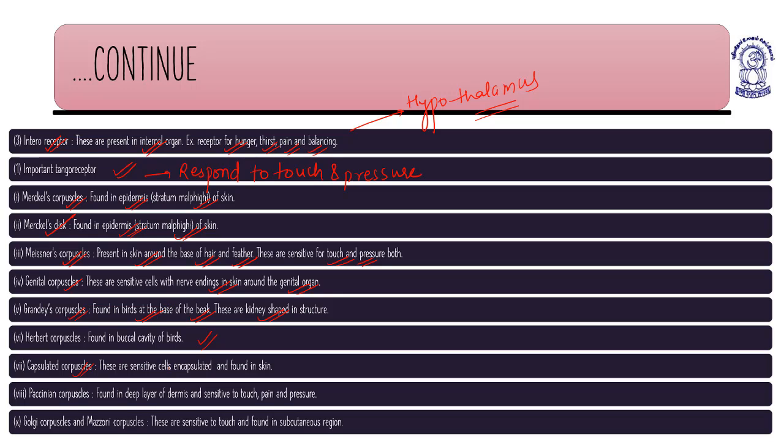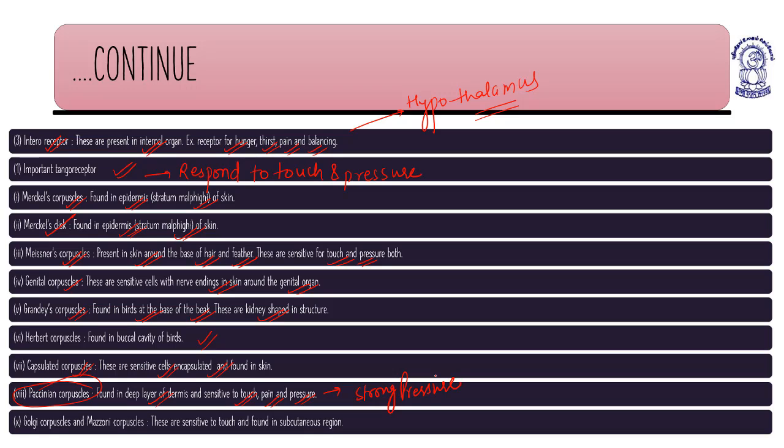Capsulated corpuscles are sensitive cells that are encapsulated and found in skin. Pacinian corpuscles, important, are found in the deep layer of dermis and are sensitive to touch, pain and pressure. They respond to strong pressure.